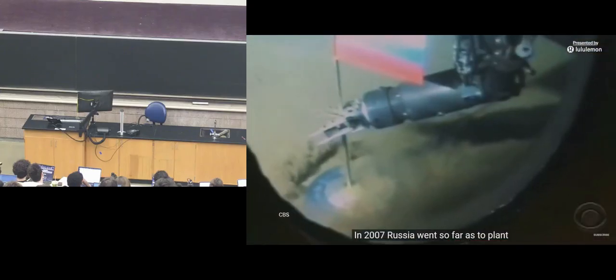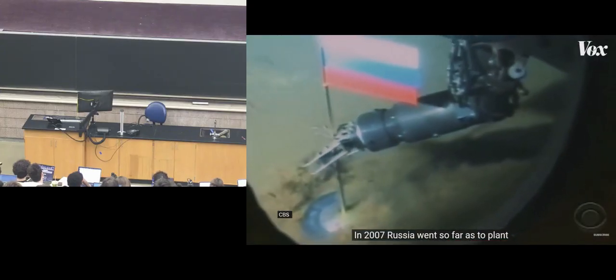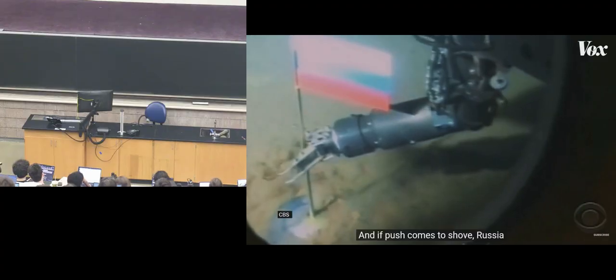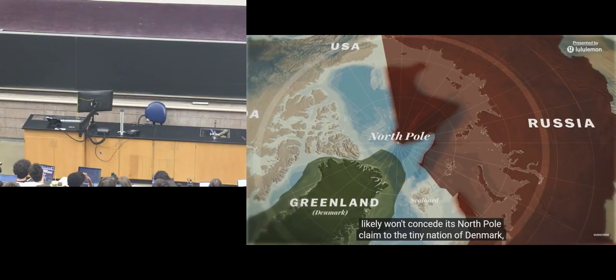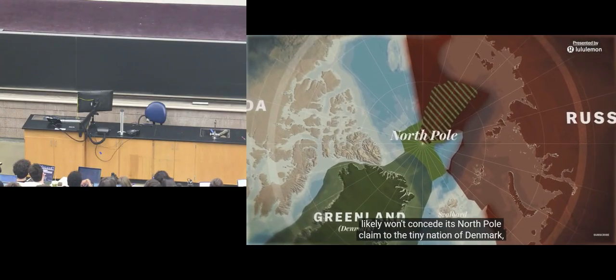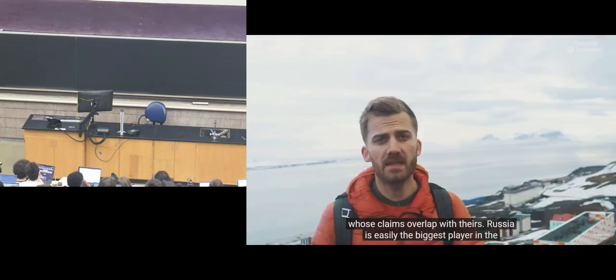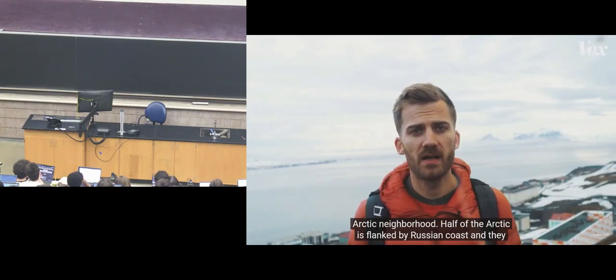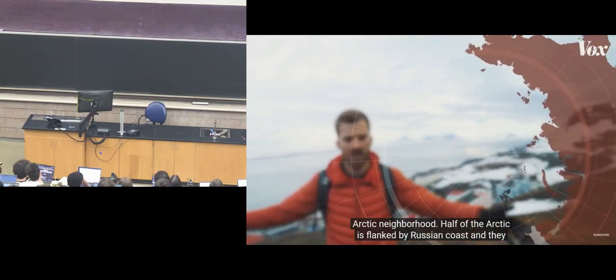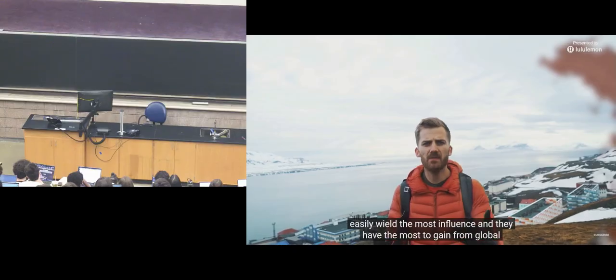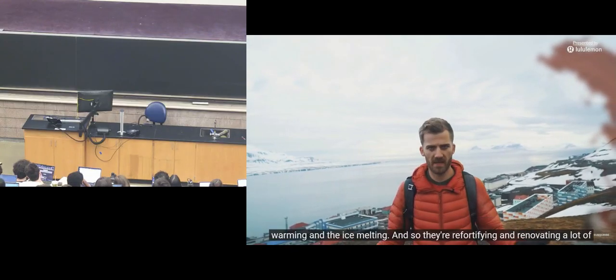In 2007, Russia went so far as to plant its flag on the seafloor under the North Pole. And if push comes to shove, Russia likely won't concede its North Pole claim to the tiny nation of Denmark, whose claims overlap with theirs. Russia is easily the biggest player in the Arctic neighborhood. Half of the Arctic is flanked by Russian coast, and they easily wield the most influence, and they have the most to gain from global warming and the ice melting.